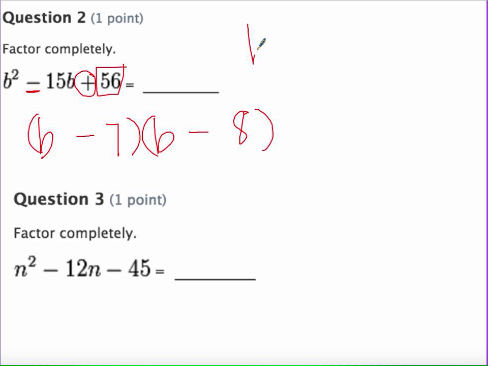Now you could have also written it as b minus 8 times b minus 7. It doesn't matter the order. What matters is that they have the right signs in front of them.